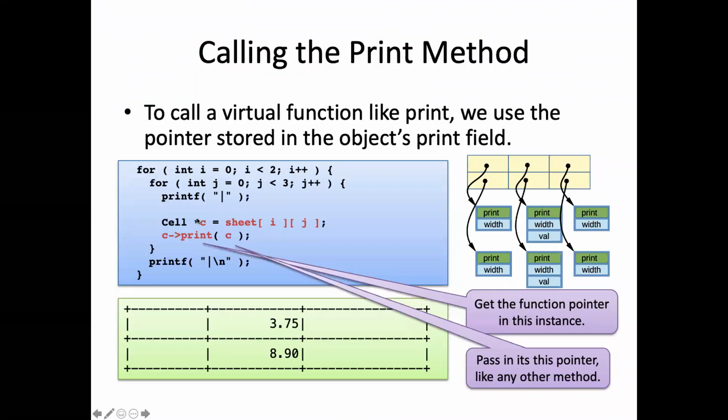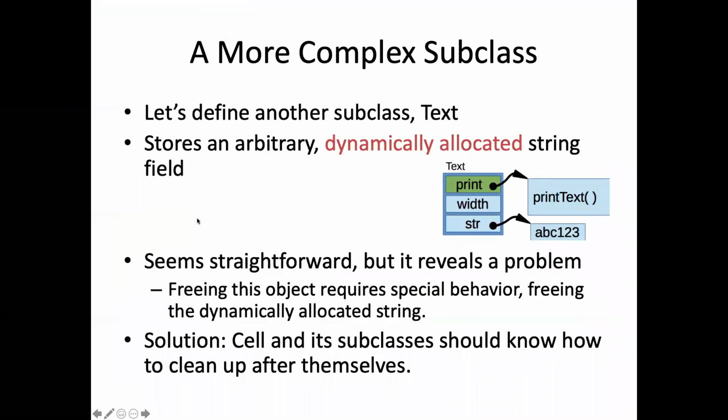To make this more interesting, to motivate this one last thing, we're going to make one new subclass, the one we saw in our first example. We'll call it text, and it can hold an arbitrary string that gets printed out inside a cell. Here's how we're going to store it. Since it's a subclass of cell, it has to start out looking just like its superclass. So it'll have a print function pointer and a width field.